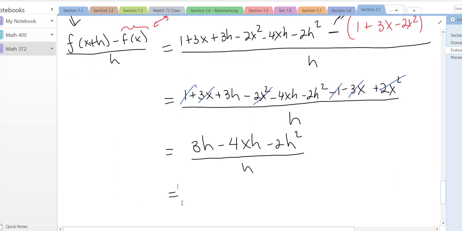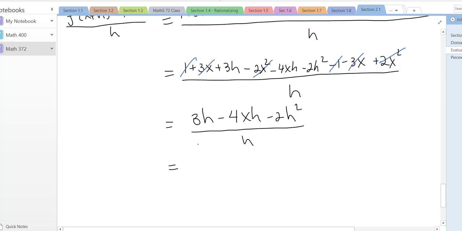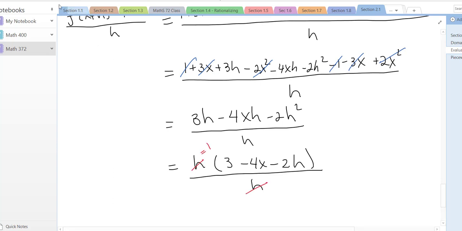And what do we have in the numerator? Notice that everything in the numerator has an h. So that means we can factor the h out. So I'm left with 3 minus 4x minus 2h all over h. And there it is. Our goal was to cancel that h. So h divided by h equals 1. And our final answer is 3 minus 4x minus 2h for the difference quotient.